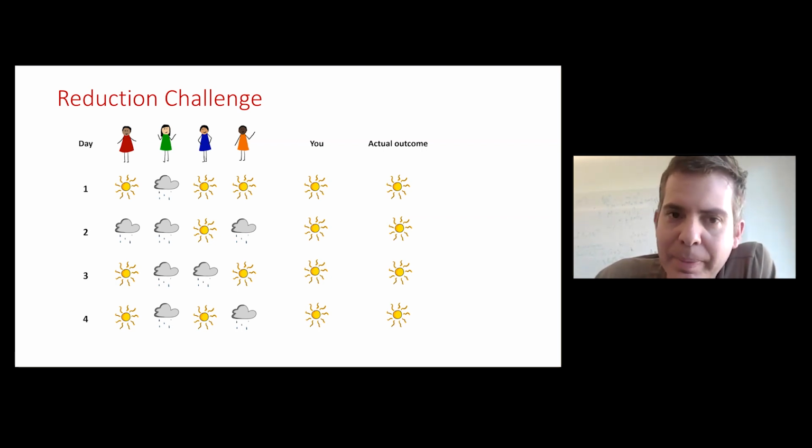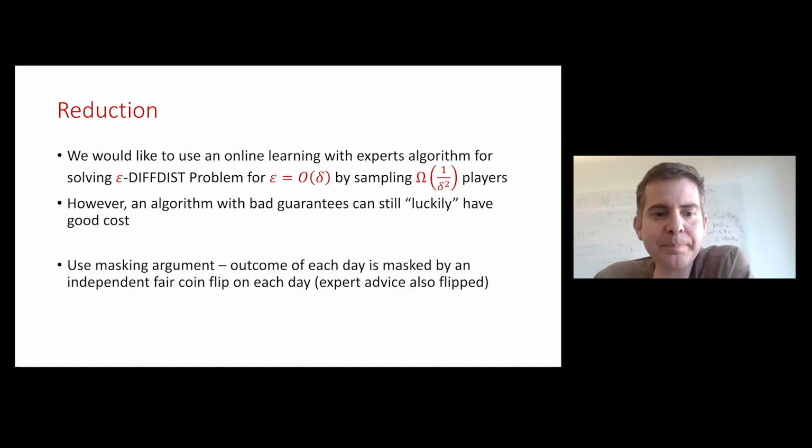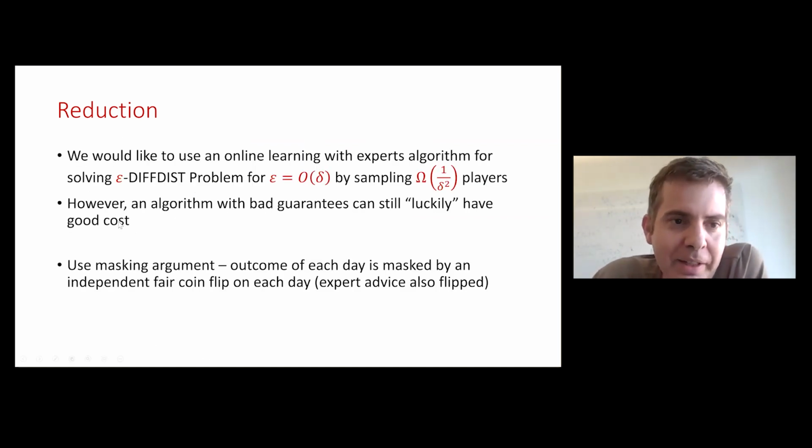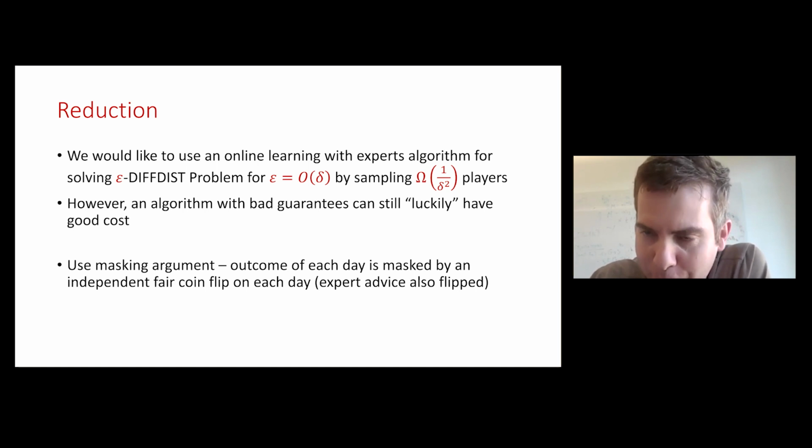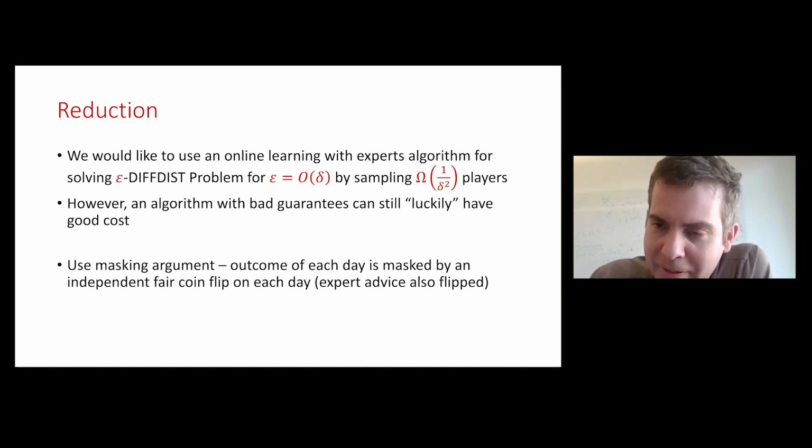So the way we fix this to make this communication problem work is, in the first bullet, we would like to use this online learning with experts algorithm for solving this communication problem, where we'd like to set epsilon to be order delta, the regret. And the second bullet is saying an algorithm with bad guarantees can still luckily have good costs. And so what we're going to do in this third bullet is use a masking argument. We don't want some bonehead algorithm that just always outputs 1 and has low regret without doing anything to solve the communication problem.